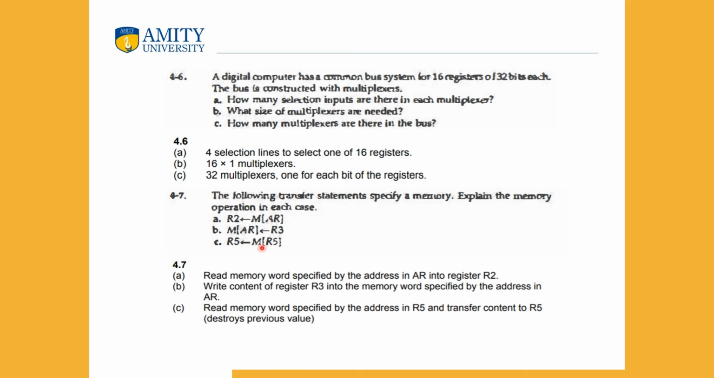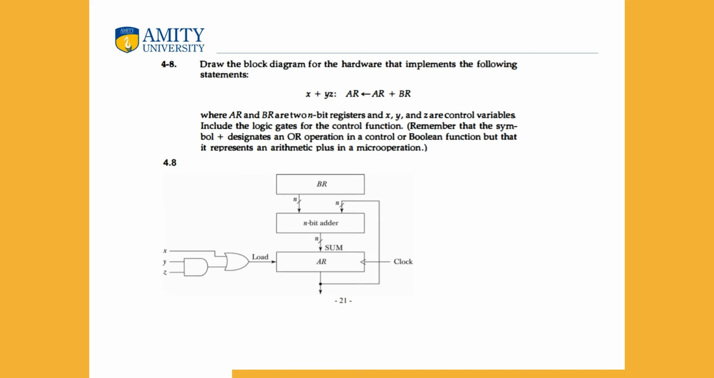Finally we have R5 memory address. Whatever content is stored at the memory address in R5 is stored into R5. Since R5 is already a register, and you are taking its memory address and putting the data from there back into R5 again, you destroy the previous value and you put the new value into the register.